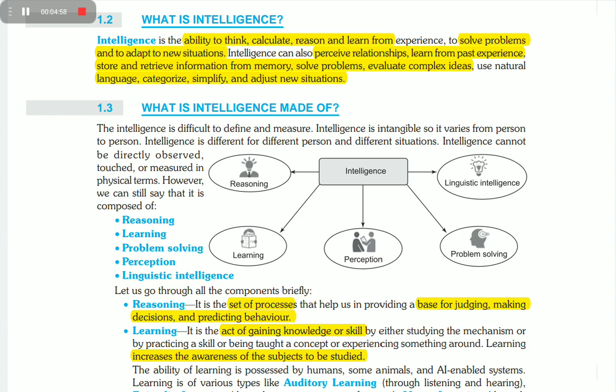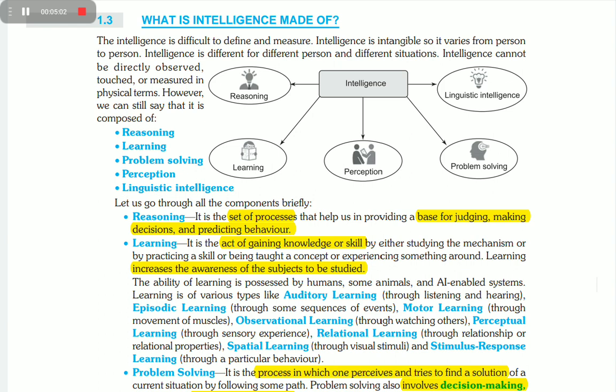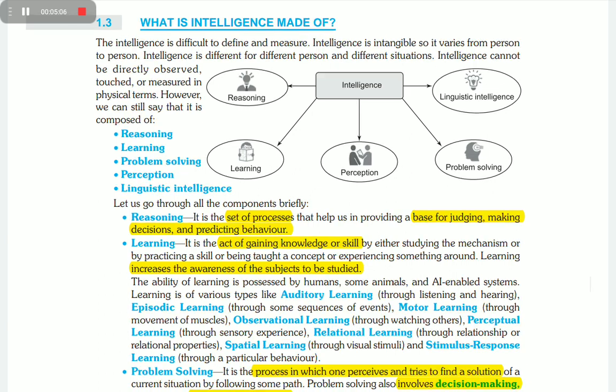Now we will come across the topic: what is intelligence made up of. Intelligence is difficult to define and measure. That means we don't have a proper definition; it is difficult, not impossible, but difficult to find the proper definition of intelligence, and it's measured like 60%, 90%, etc. Intelligence is intangible, so it varies from person to person.